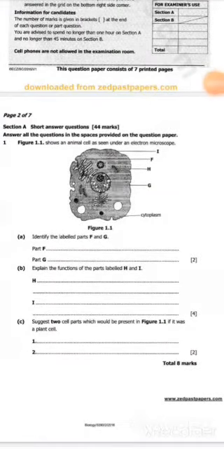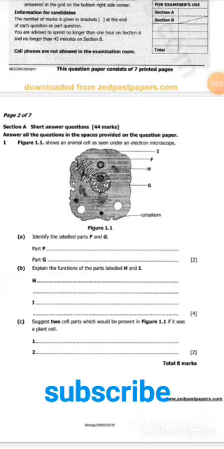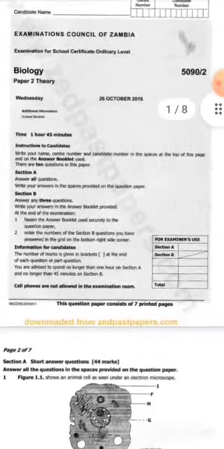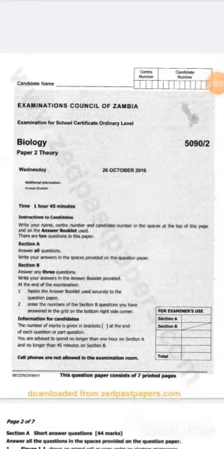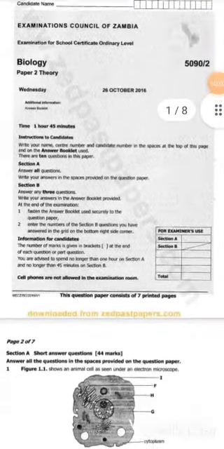Before we begin to answer our question, it is advisable that we go through the instructions and understand what it is all about, because it acts as the guide on what we should do and what we should not. That's our instructions, but for the sake of time we're going to proceed to our question.